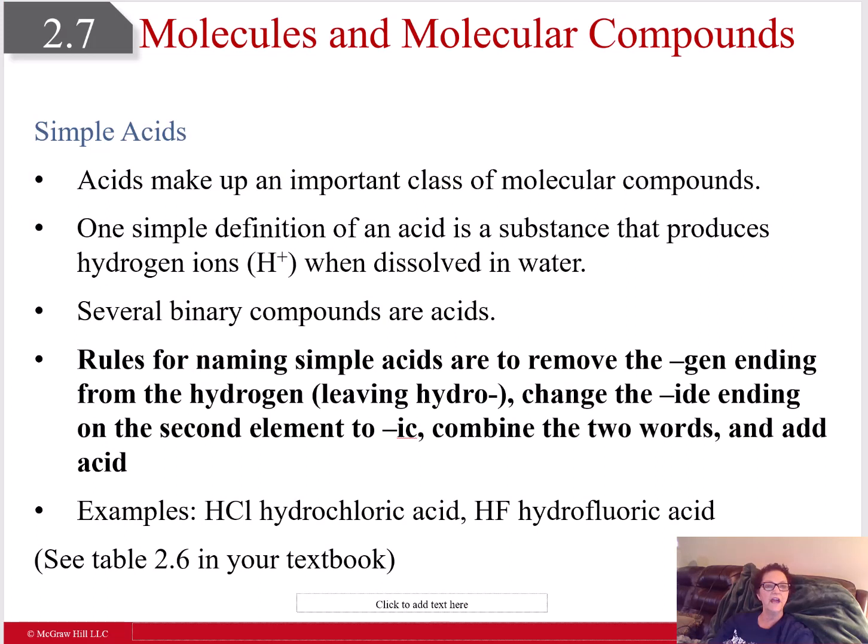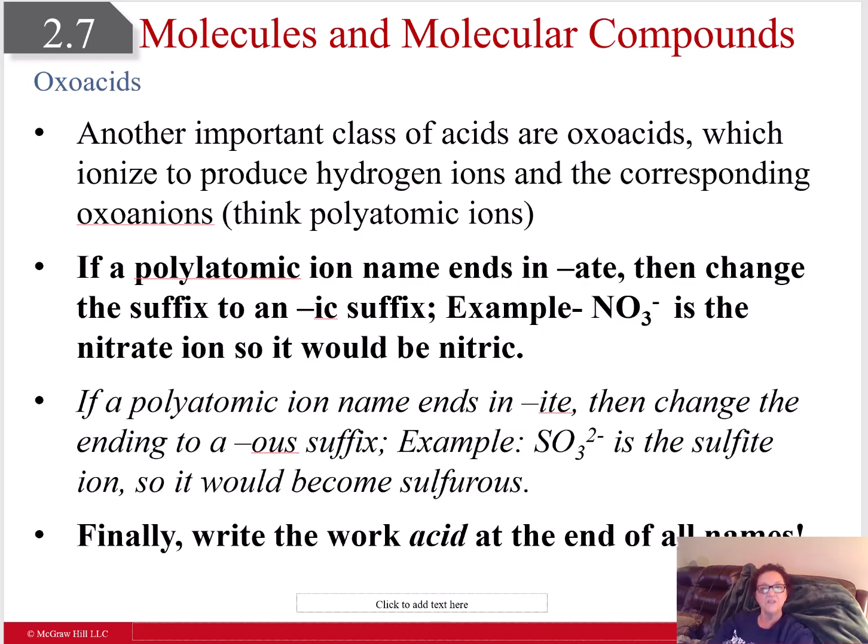So the last thing we're going to look at are acids. And simple acids, they follow a pretty simple rule. You can have an H, and that's how you'll know it's an acid, because it'll have an H at the beginning. And a lot of binary compounds are acids. So for example, hydrochloric acid, hydrofluoric acid, and there's a table in your textbook that shows you how to name these different ones. The oxo acids are going to have polyatomics in them.